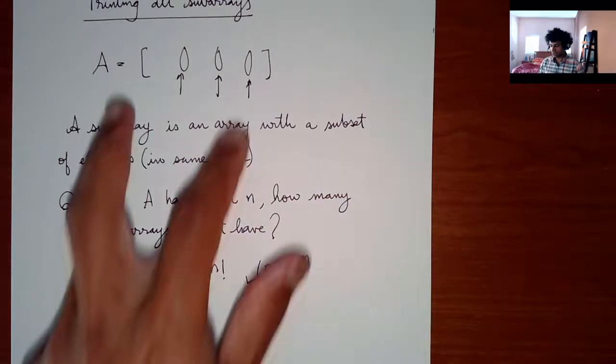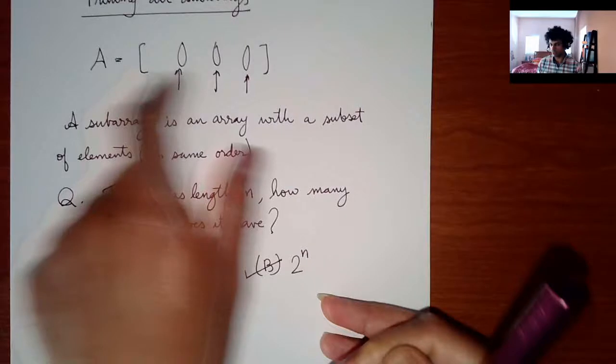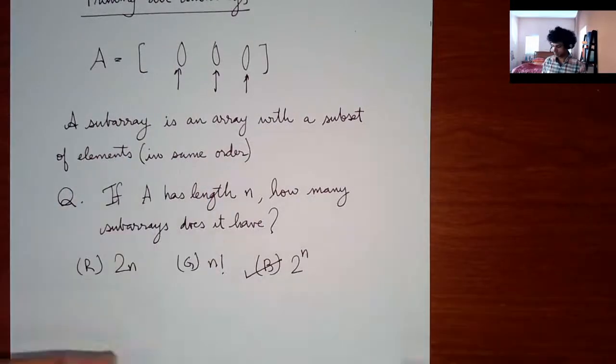You take all sets of elements and just write them out in the order of the array. So this will give you 2 to the n.